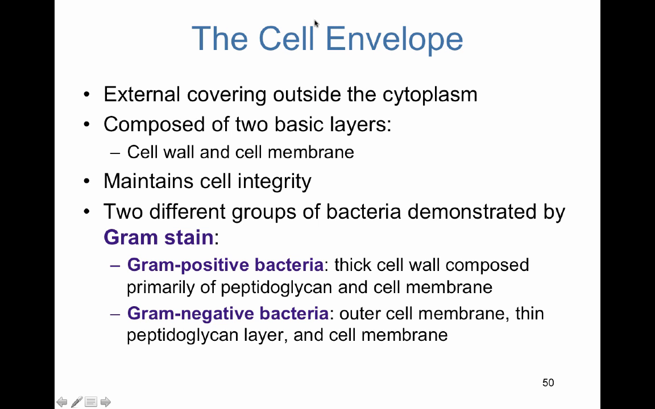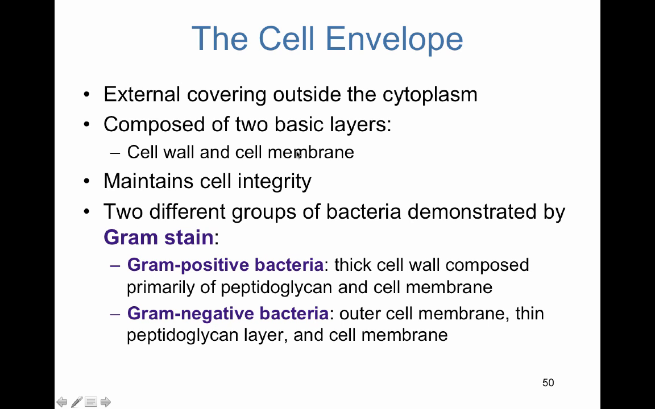Now, another structure here, the cell envelope. The cell envelope makes up both the cell wall and the cell membrane. Remember, not all bacteria have both. There's one exception, and the exception is mycoplasma. So for mycoplasma, we can cross off cell wall and just say mycoplasma has a cell membrane. All other bacteria have both.